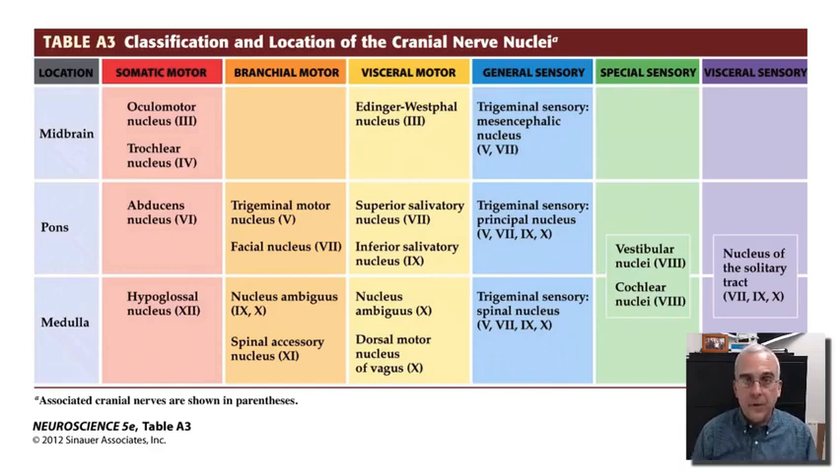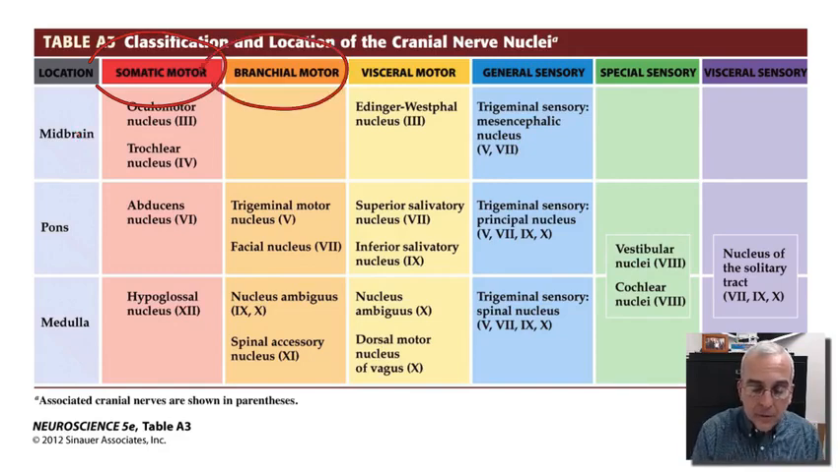our embryological framework. So we have 6 columns in this chart. We have 3 to the left of center for motor control and 3 to the right for sensation. And for motor control, we recognize a somatic motor division, a branchial motor division, and a visceral motor division. So here's how I want you to think about this. I want you to think about each embryological division of interest for motor control and for sensation, and consider what's in the midbrain, what's in the pons, what's in the medulla.